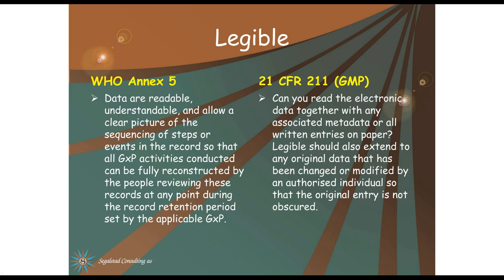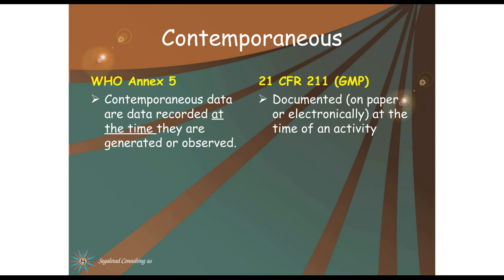The 211 has a more pragmatic approach. Can you read the electronic data with any associated metadata or all the written entries on paper? Legible should also extend to any original data that has been changed or modified by an authorized individual so that the original entry is not obscured.